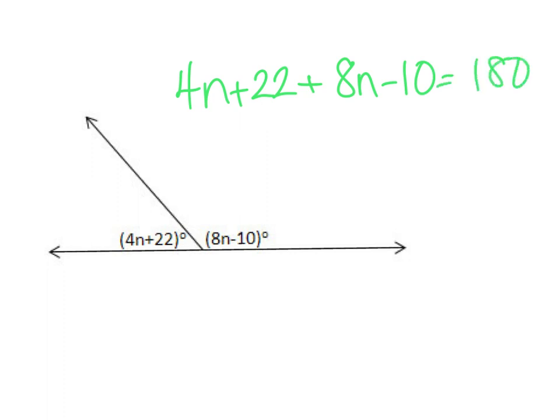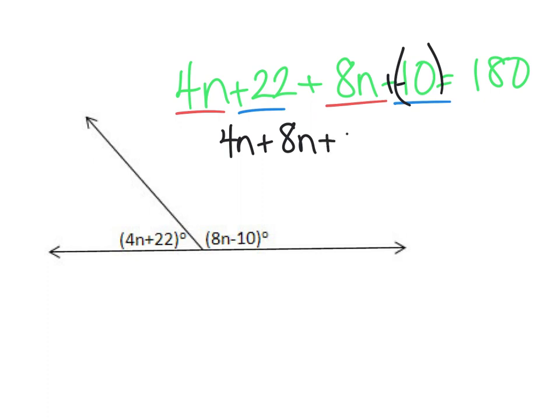So first thing I'm going to do is identify my like terms and use the commutative property to rearrange so those like terms are together. So I'm going to group 4n and 8n together, 4n plus 8n. And in my expression up here, instead of subtracting 10, I'm going to say it's adding the opposite of 10 because I like to switch to addition. So then I'm going to have plus 22 plus negative 10 equals 180.